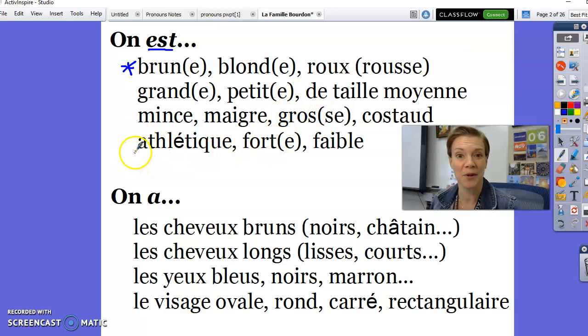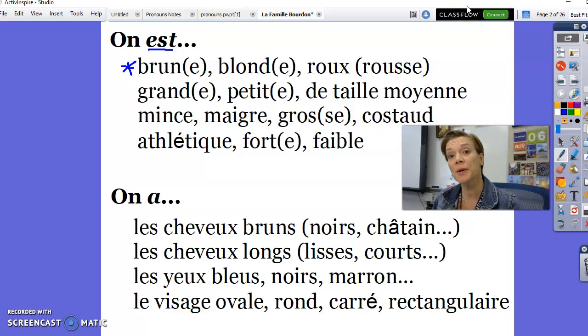Here are some new ones for you. On est mince. That means thin. On est maigre. Skinny. On est gros. Plump. On est costaud. Well built, like big shouldered, strong. On est athlétique. You can tell what that one is, right? On est fort. That also means strong, like a fortress. Et on est faible. That's the opposite of fort. It means weak. These are all things that we use with être to say what people are.